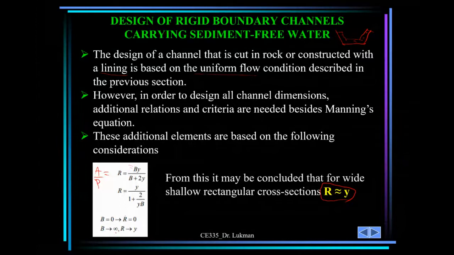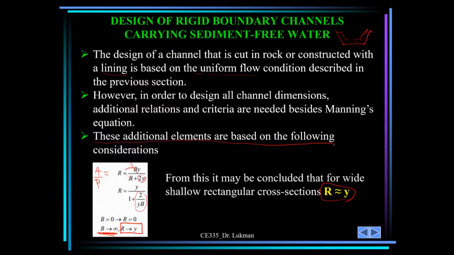But what about when B tends to infinity? Meaning for a wide channel, the breadth is very wide, so it tends to infinity. Now this term becomes zero, because it will be 2 over infinity, which is zero. So it will be y over 1, which is y. So R tends to y. Or even if you consider this one, when B tends to infinity, it means that this is very small compared to B. So you will be left with BY over B, so B will cancel B, leaving y. So R tends to y for a wide rectangular channel. From this, it may be concluded that for wide, shallow, rectangular cross-sections, R is approximately equal to the depth of the channel.